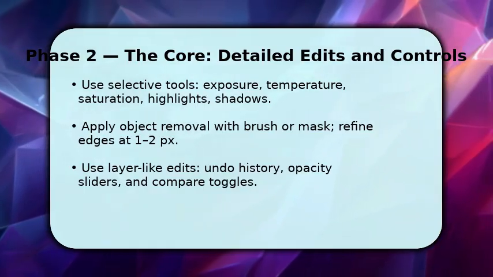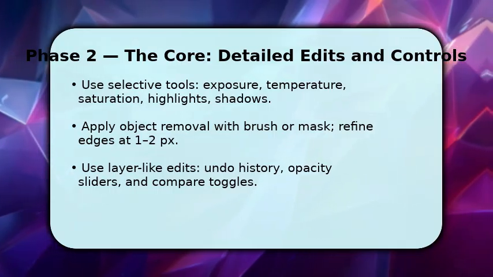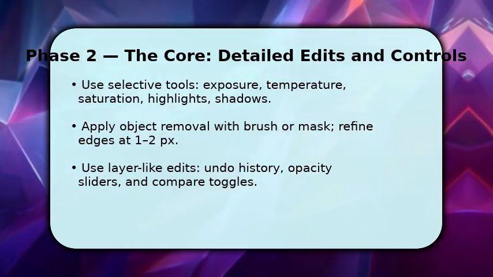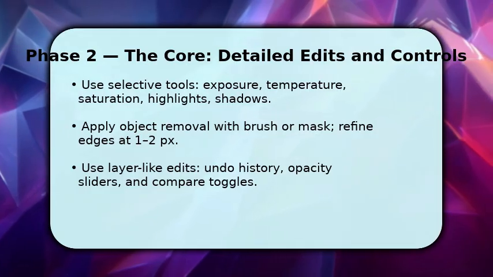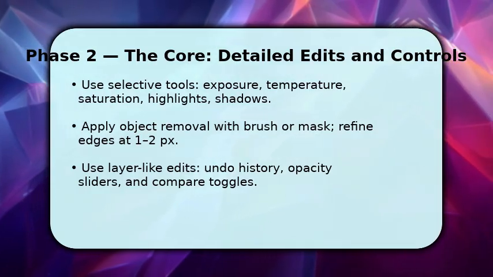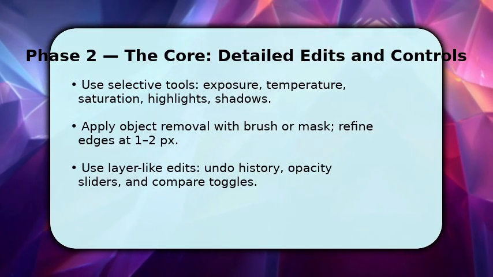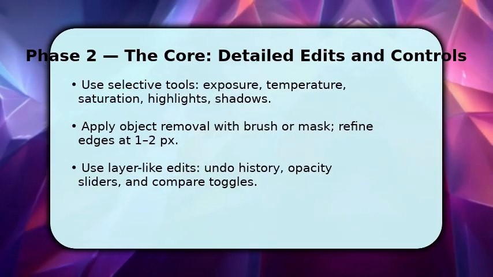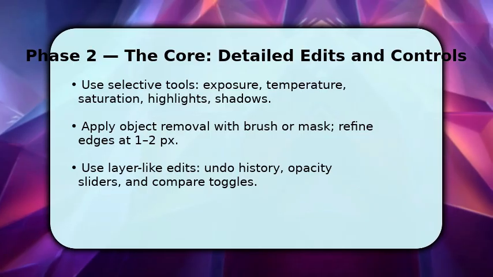Use exposure, temperature, saturation, highlights, and shadows to shape tone. Nudge sliders in small increments to avoid clipping. For object removal, paint a mask or use the brush, then refine edges at about 1 to 2 pixels so transitions look natural. You should use the undo history and opacity sliders like layers, lower opacity for subtle fixes, and toggle comparisons to check progress.